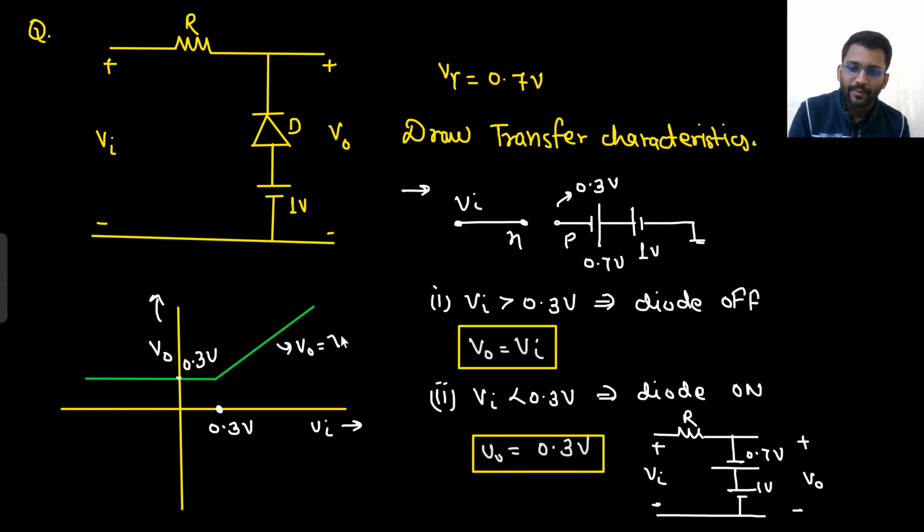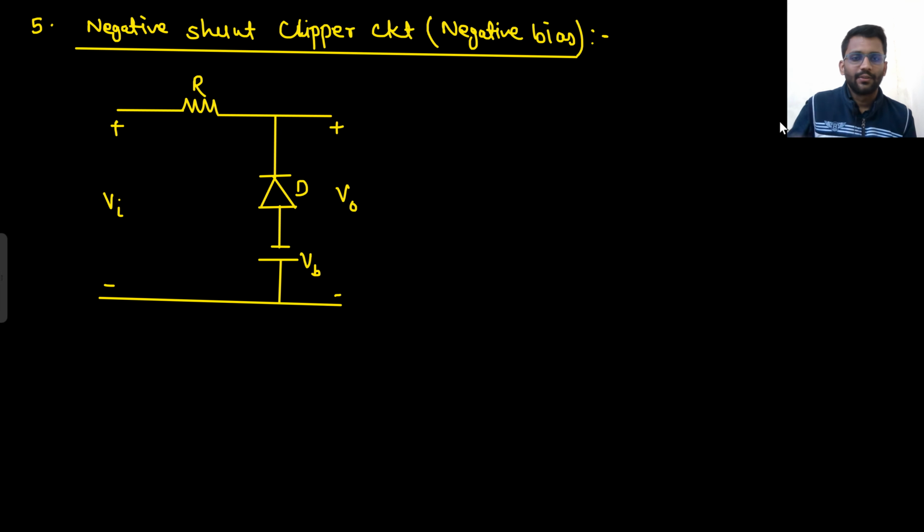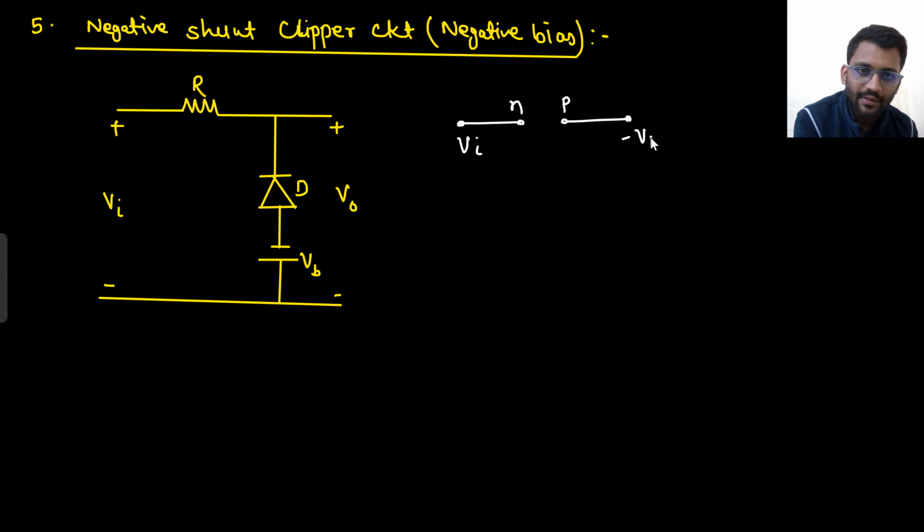Here V naught will be equal to V in. Okay, let's see the next circuit. You tried doing it on your own, so I hope you must have done it. So we will do the open circuit test. So this point will be our N, this point will be our P. At the N side we have V in, at the P side we have minus VB.